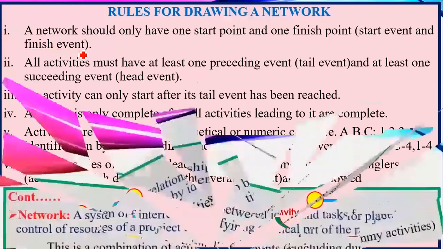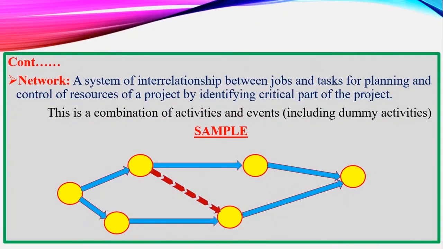Let's look at the previous example here. As you can see, in this network here, there is one event here and there is one event here. There is one event where it starts and there is one event where it ends. That is how a network should always look like. One starting point and one finish point.